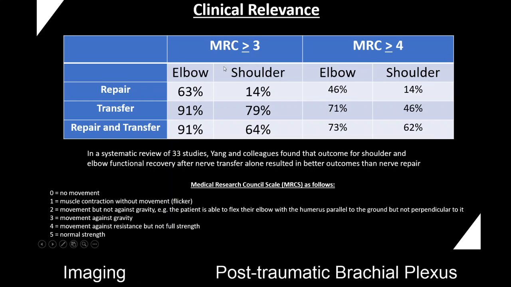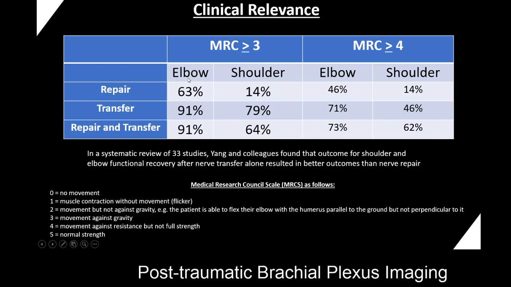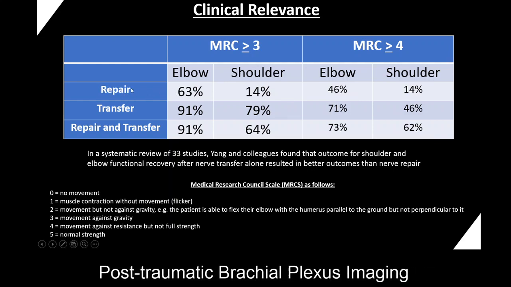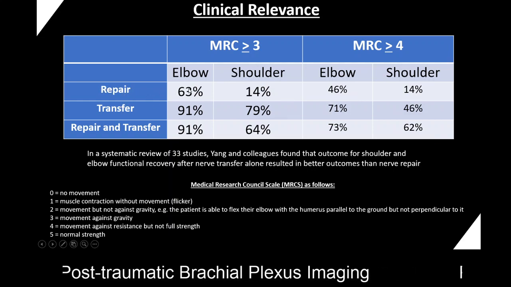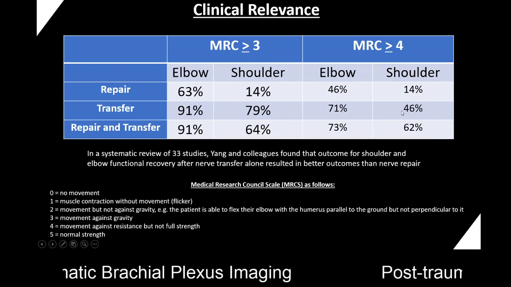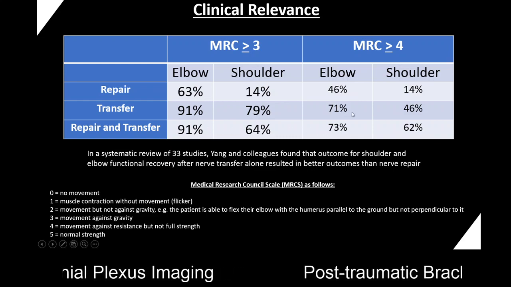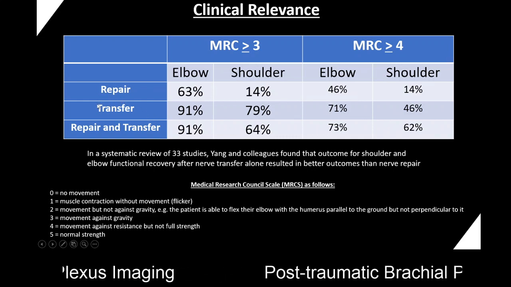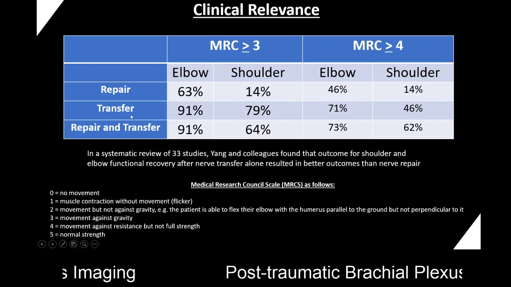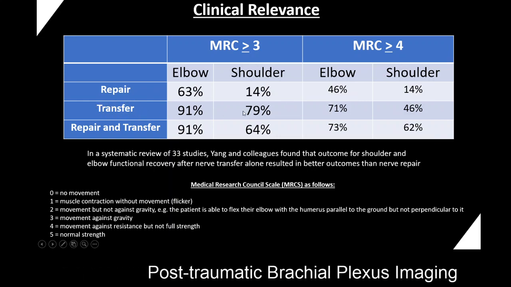And if you look at those achieving MRC 3 or greater and 4 or greater and compare at the elbow and shoulder, repair versus transfer, you can see that the transfer beats out the primary repair in both sets. And then adding on the repair to the transfer really doesn't contribute that much. And so a lot of the focus, especially for isolated upper plexus injuries, has shifted towards these nerve transfer surgeries.